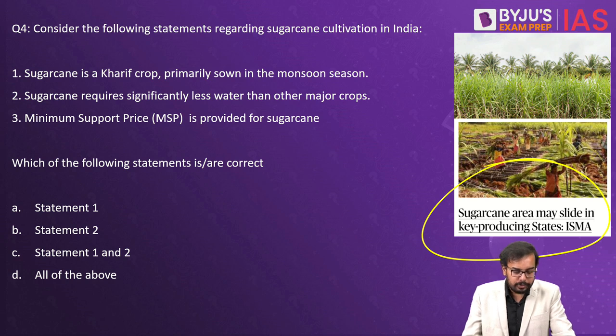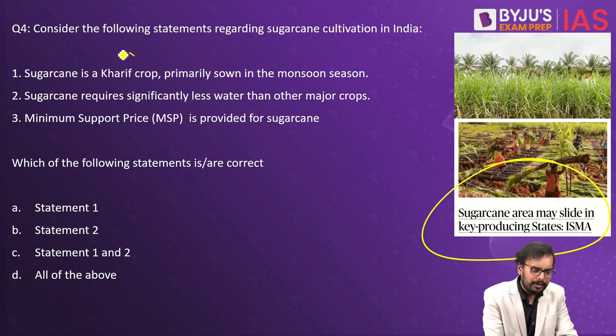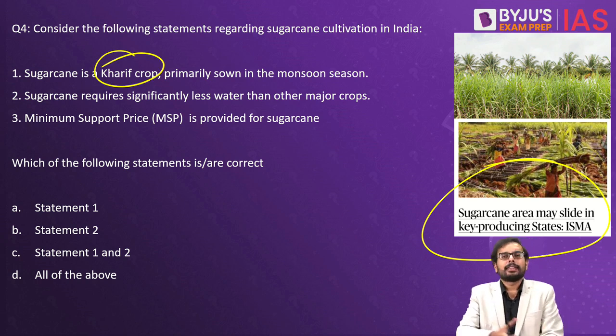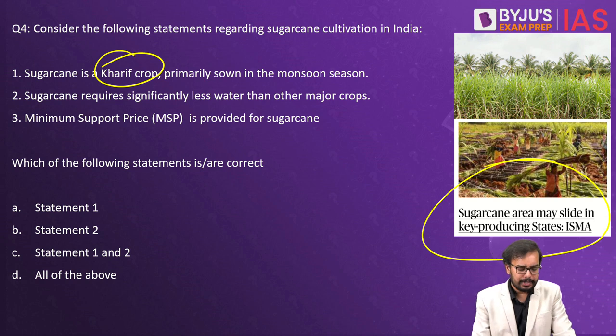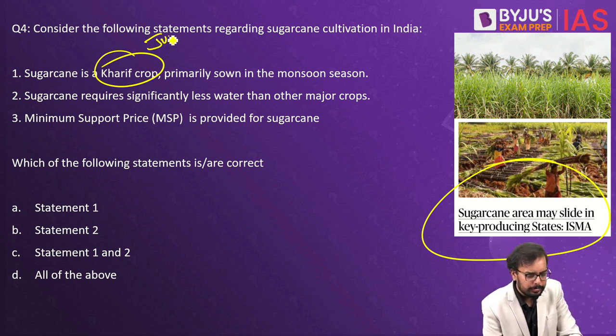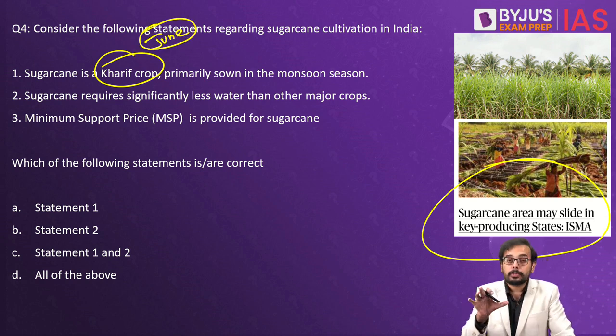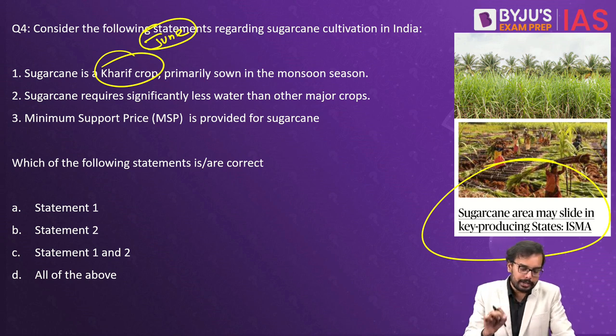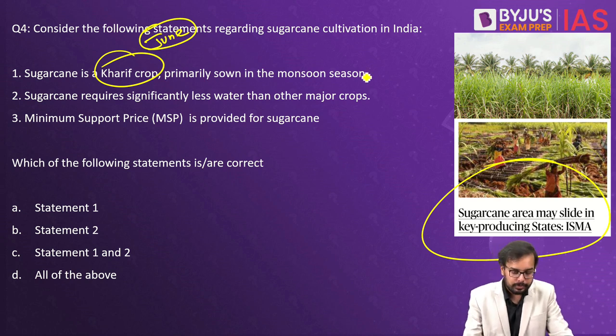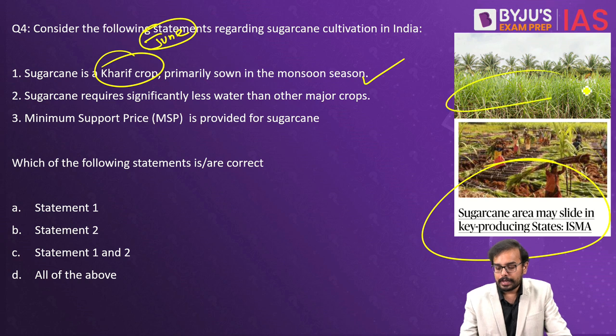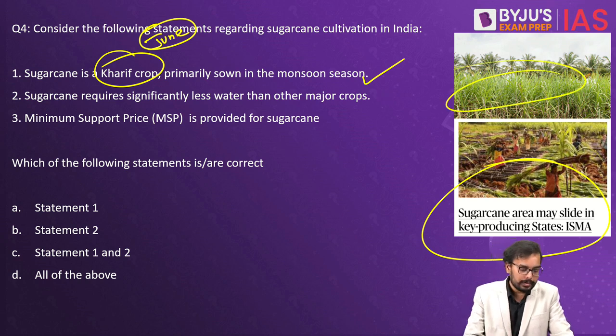Sugarcane is a kharif crop primarily sown in monsoon season. Is it? So what's a kharif crop? Simple, kharif crop means the crop that is sown during the monsoon period, say from June. If the crop is sown in the monsoon period, that is your southwest monsoon period, June, that crop is called your kharif crop. So sugarcane is a kharif crop primarily sown in the monsoon season. It is right. So this statement is absolutely right. Sugarcane is cultivated in the monsoon season, so that is your kharif crop.